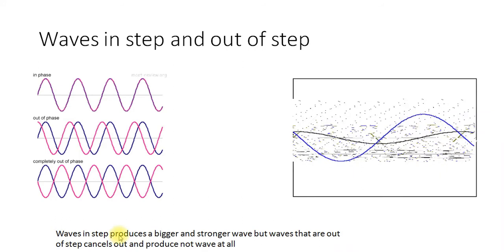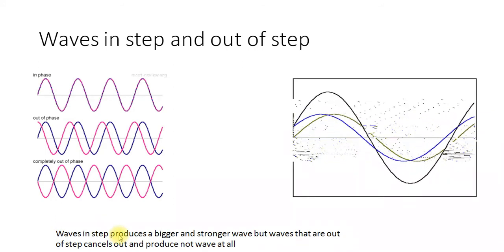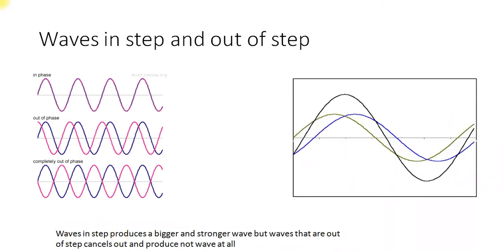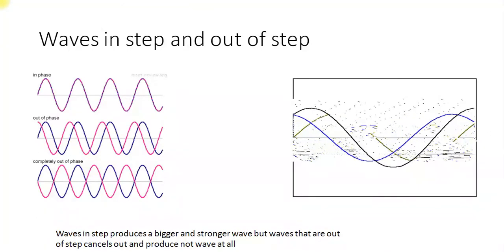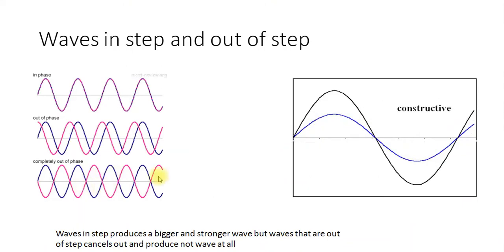So waves in step or in phase produce a bigger, stronger wave, but waves that are out of step cancel out and produce no wave at all. That is in this case when it's completely out of phase.